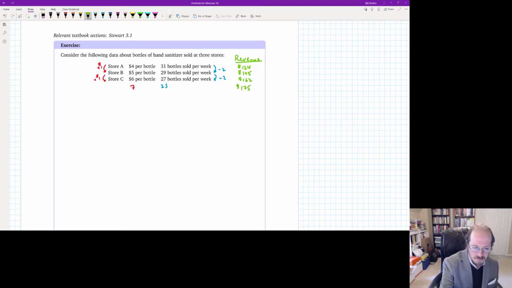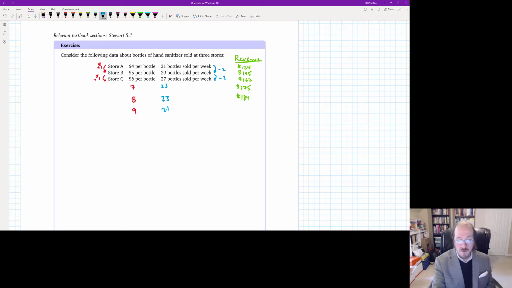$175. Okay, let's keep going. How about if we do $8 per bottle? $8 per bottle at 23 bottles per week. That will give us 184 of revenue. Okay, let's keep going. How about if we sold it at $9 per bottle? $9 per bottle, we'll sell 21 bottles per week if we keep going with this pattern, and then we will sell $189 worth overall.